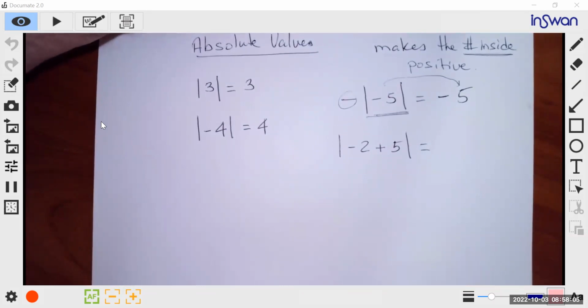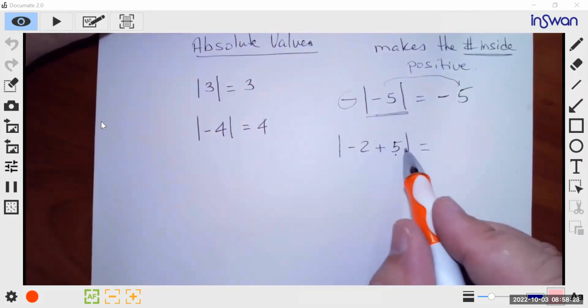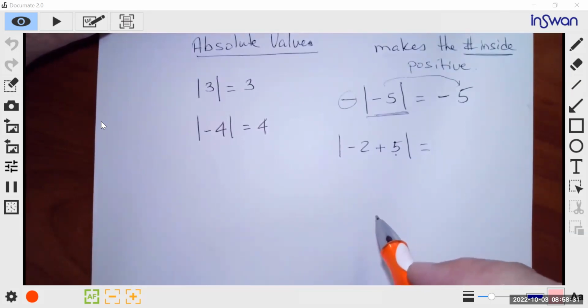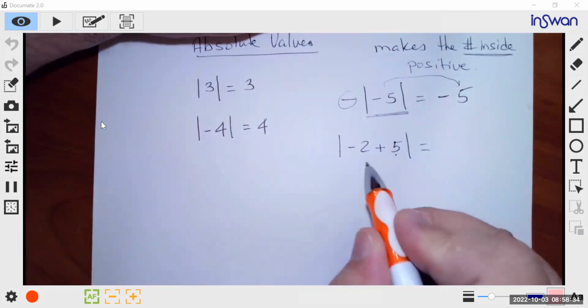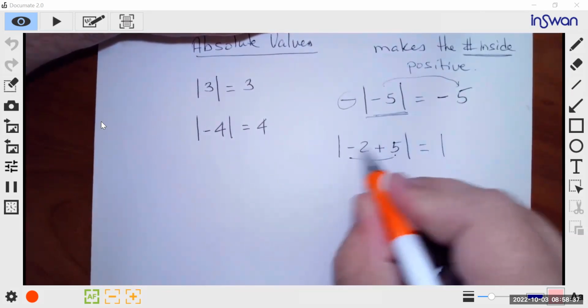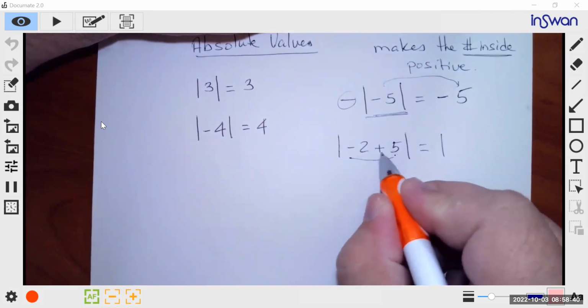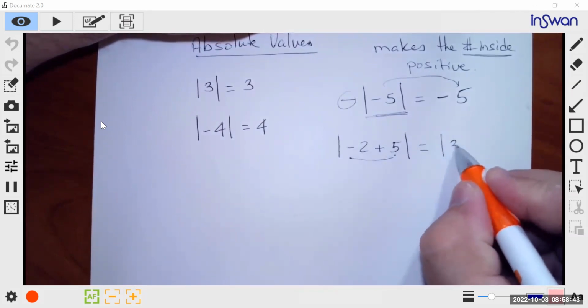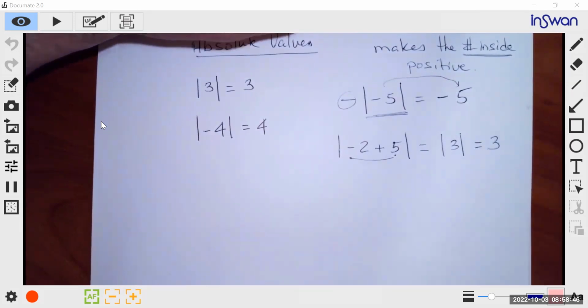What's that going to equal? 4? How'd you get 4? It's a 5 and a 2. Yeah. So you have to first do inside the operation. Since they're opposite signs, 5 is bigger, so the answer is positive. 5 minus 2 is 3. Absolute value of 3 is 3.